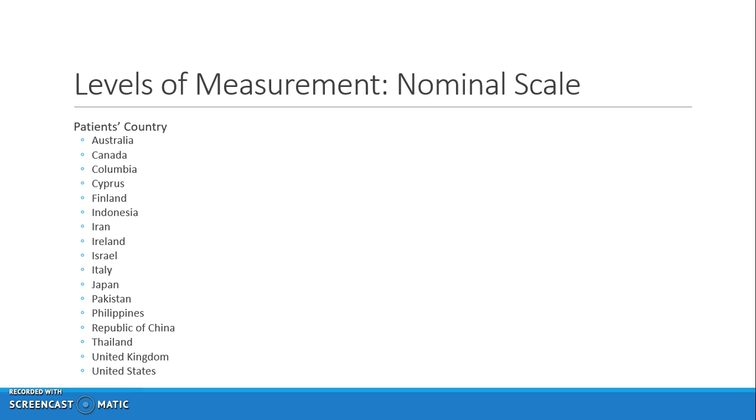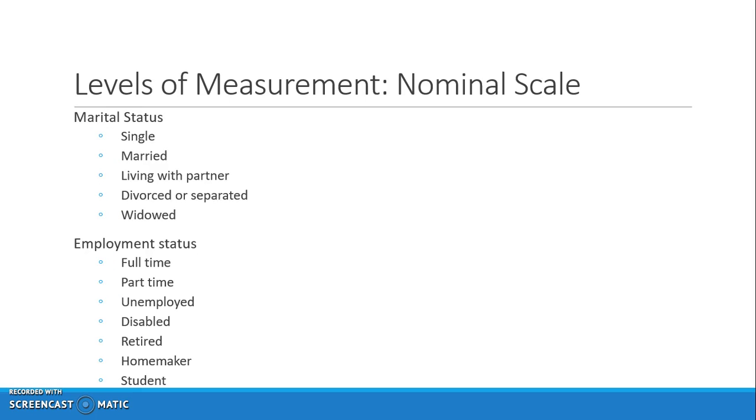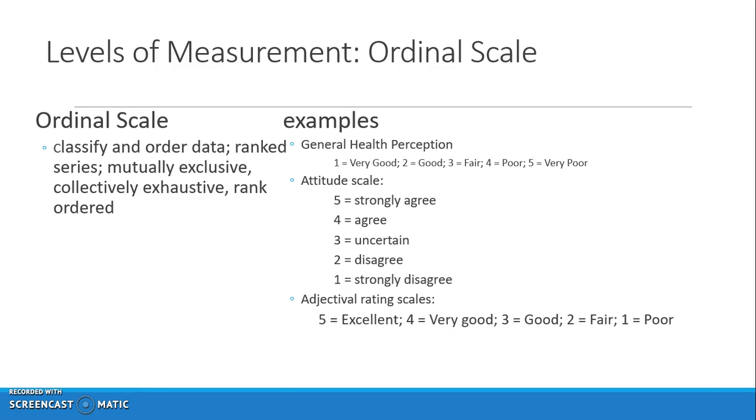Here's an example of number of countries. They would be scaled in a nominal level way. Here's an example of the way marital status can vary, and also employment status can vary, and they're considered nominal level measurements. Ordinal scales, once again, mutually exclusive, collectively exhaustive, rank ordered.